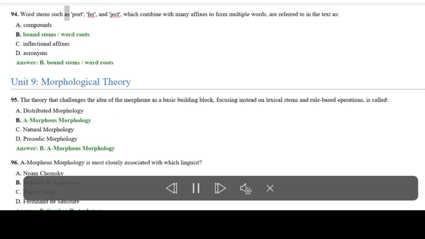94. Word stems such as port, fair, and ject, which combine with many affixes to form multiple words, are referred to in the text as A. Compounds. B. Bound stems / word roots. C. Inflectional affixes. D. Acronyms. Answer: B. Bound stems / word roots.